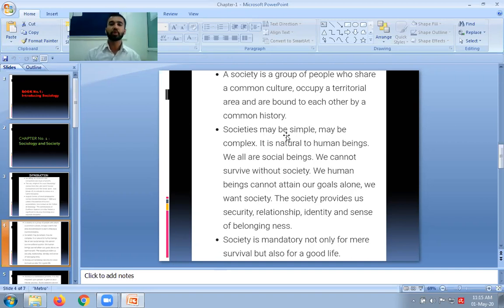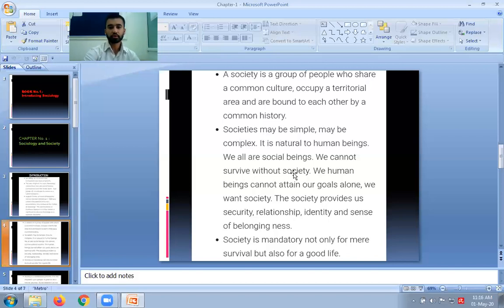So it depends from country to country, from society to society, from state to state. That's what I mean to make you understand here. It's natural to human beings. Now remember that societies are always natural to human beings. We never try to make a society. It becomes automatic by the interaction of different people, by the linkage of different people, by the interplay of different human beings. Society automatically builds. That's the reason we say it is natural to human beings.